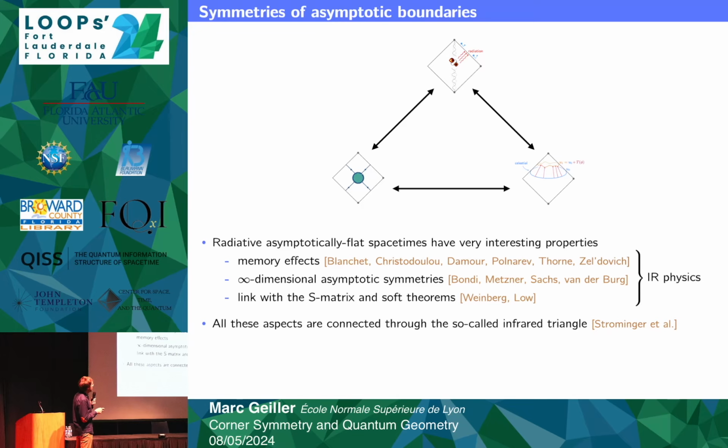The relationship between asymptotic symmetries and soft theorems is the Ward identities, and the relationship between memory effects and asymptotic symmetries is the fact that you have vacuum transitions.